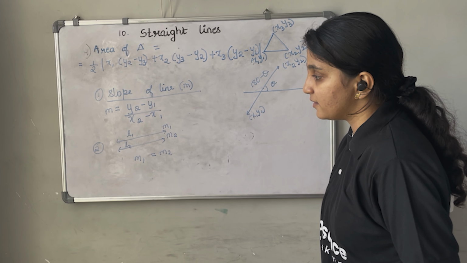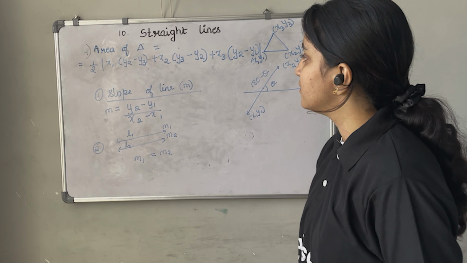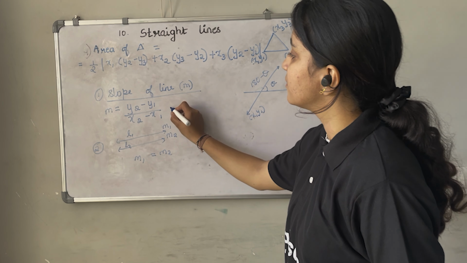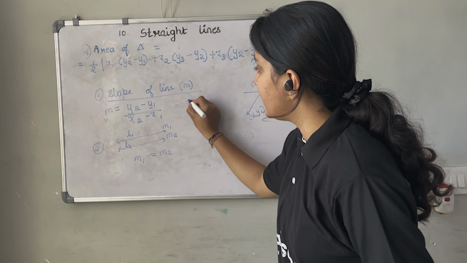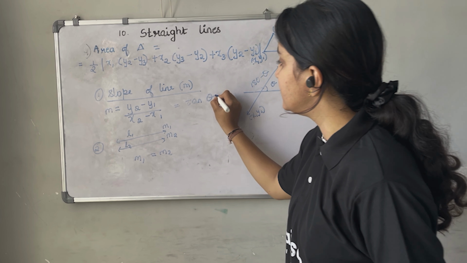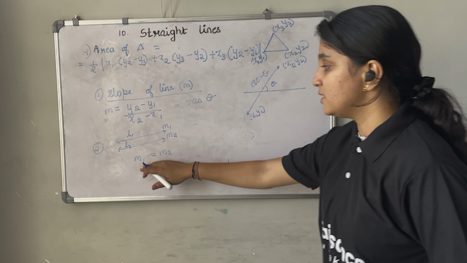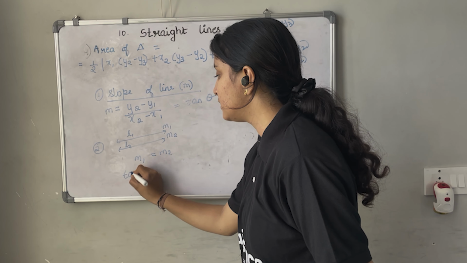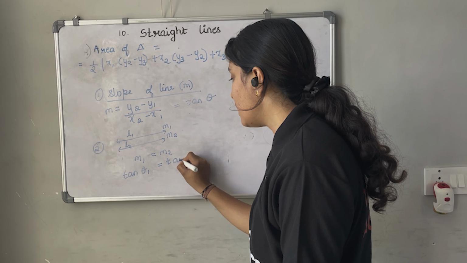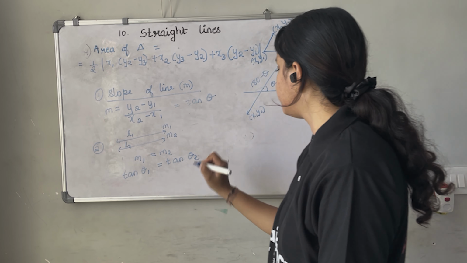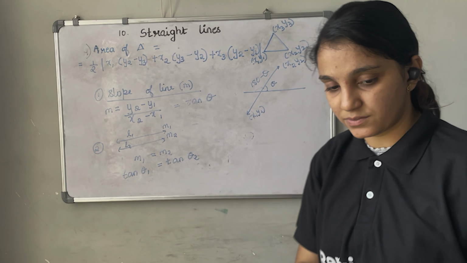Okay, then the third thing: slope m is also given by tan of theta. Also here, tan of theta 1 is equal to tan of theta 2.